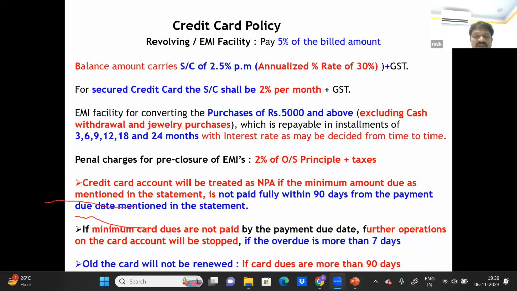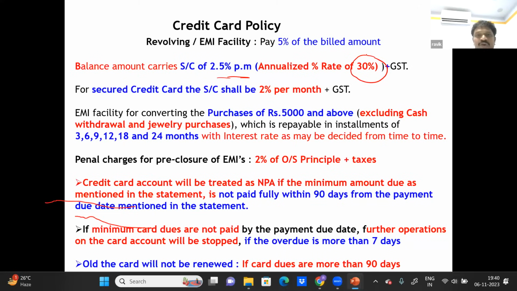Now, if they are taking EMI or revolving facility, how much rate of interest is the bank charging? The bank is charging 2.5% per month. 2.5% per month. Annualized rate is 30%. If you take it per month, it is 2.5%. If you take it annually, it is 30%. 12 into 2, 24. If you make 2.5 into 12, it will come to 30%.